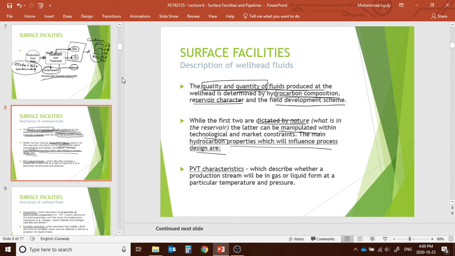Okay, so what are the hydrocarbon properties that influence the process? The first thing is the PVT characteristics, or the pressure, volume, and temperature characteristics, which describes whether a production stream will be in gas or liquid form at a particular temperature and pressure, which is very, very important to determine the operating conditions, very important one.